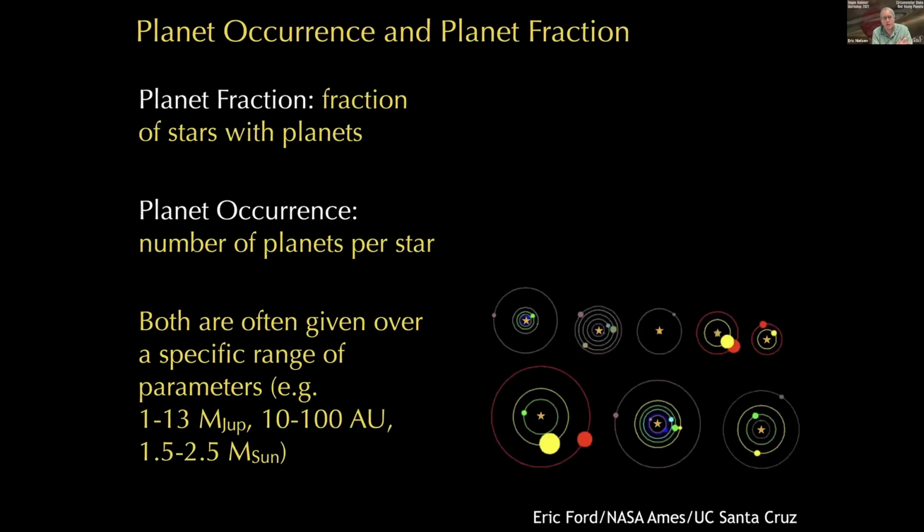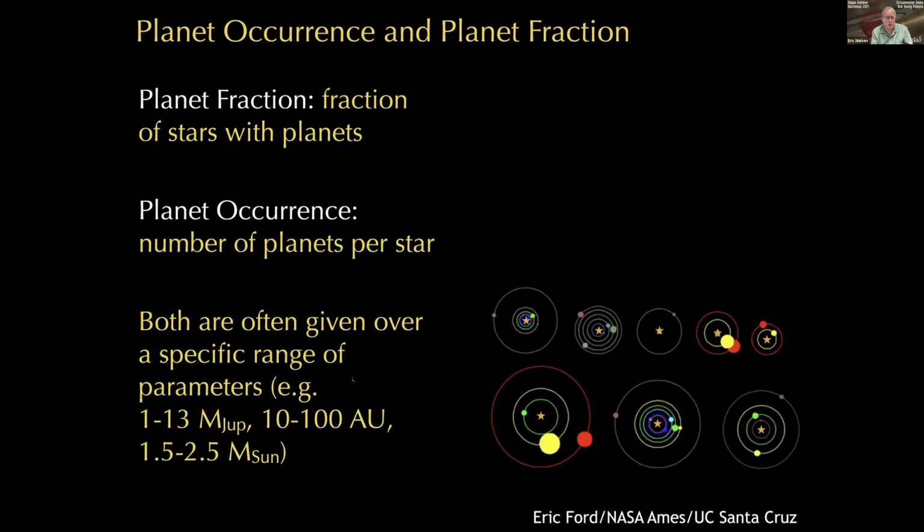A little bit more definitions here. 2 similar but distinct terms with a subtle difference: planet fraction versus planet occurrence. So planet fraction is just the fraction of stars with planets. It's a number between 0 and 1. Planet occurrence is the number of planets per star, which in principle can be larger than 1. And so if you imagine a hypothetical where every star in the universe had 8 planets, the planet fraction in that case is 100%. The planet occurrence rate is 800%.